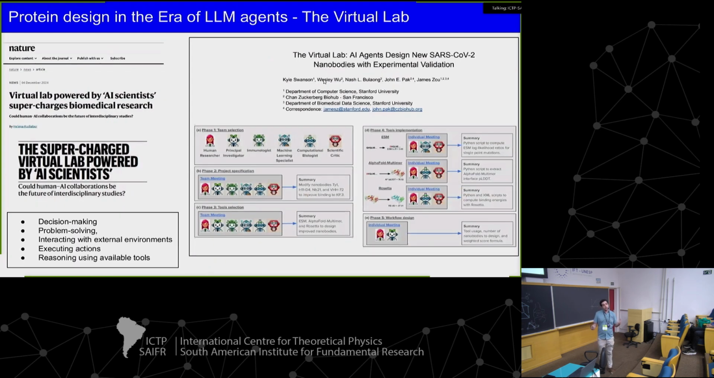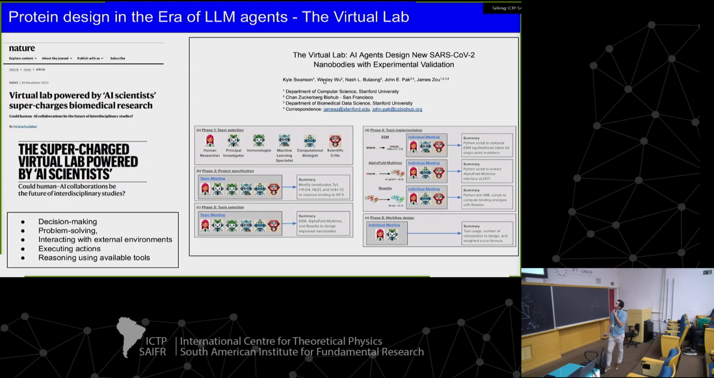Okay, we talked a lot about specific methods for protein design, using diffusion, graph-based approaches. But what about the LLMs, right? We are using LLMs for everything now, right? People ask, why not use LLMs for this kind of task? For instance, designing a new protein.